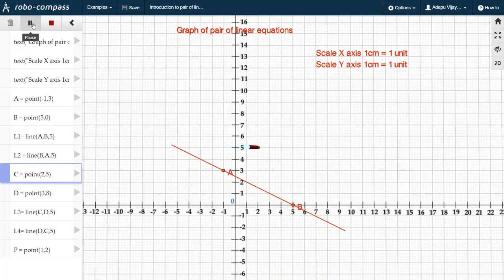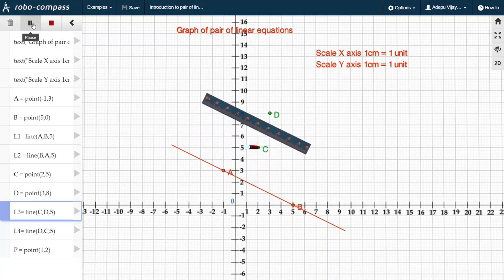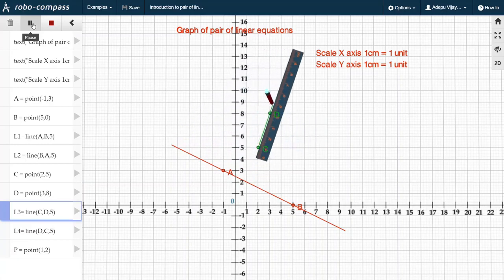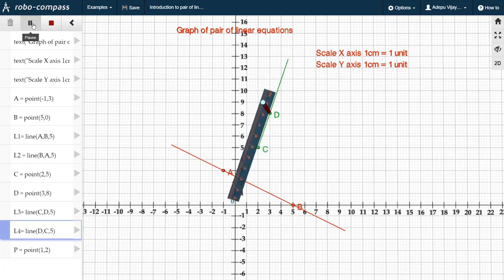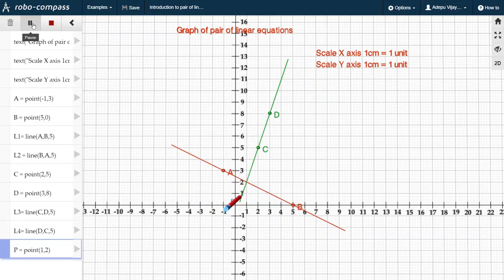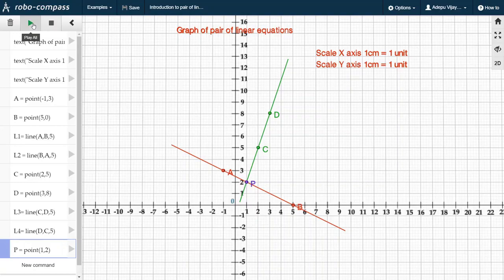So we got a red line that indicates the graph of the first linear equation. Then we are going to plot the second linear equation points, that is C 2, 5 and 3, 8. Again we are joining the points CD and extending it on both the sides. So differentiating both the lines, the red line indicates the graph of the first linear equation and the green line indicates the graph of the second linear equation.